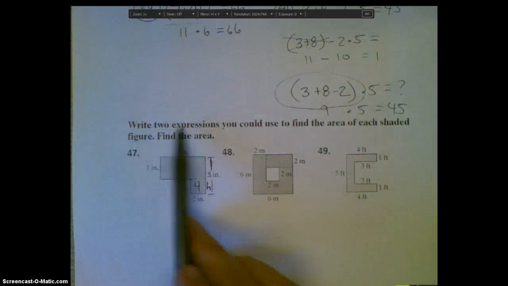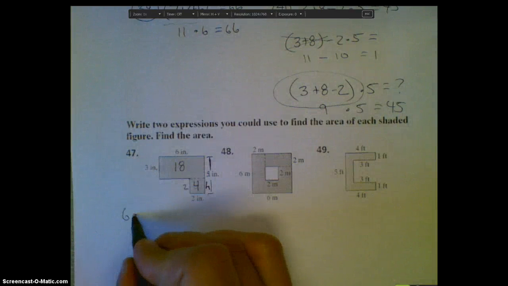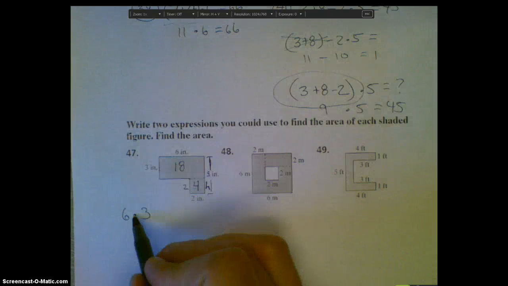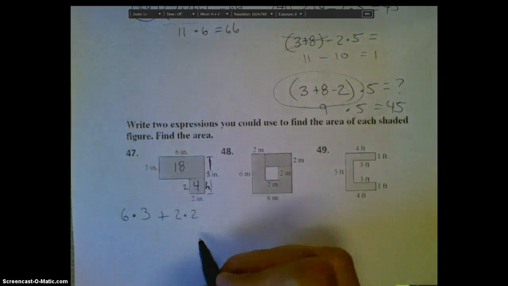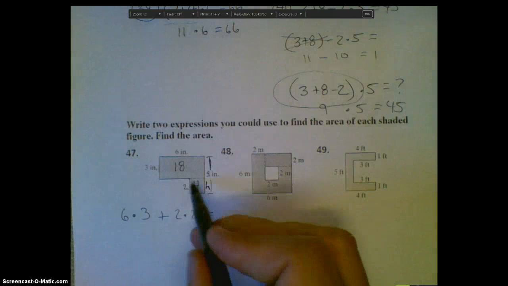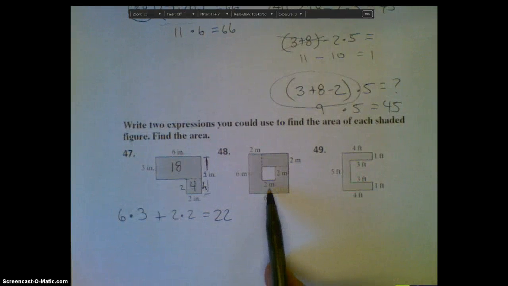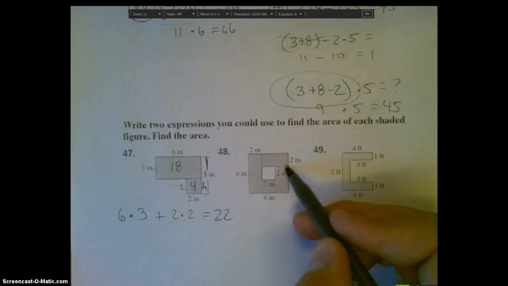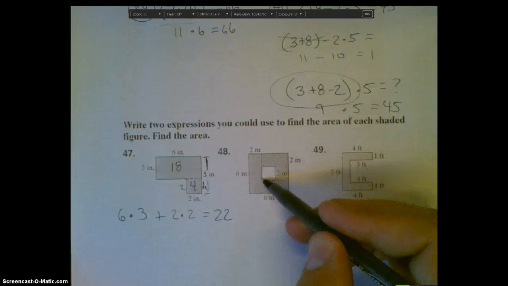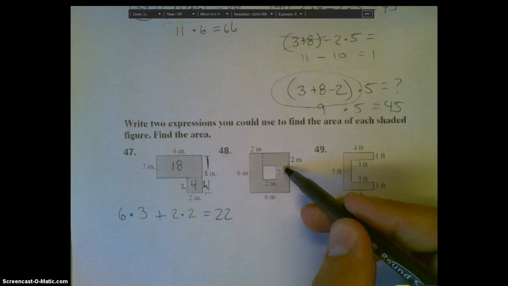I have to write two expressions, so what I can say is 6 times 3 for my first rectangle plus 2 times 2 for my second rectangle. And as I already added those up, that gives me 22. So I'd do the same thing on these ones. It looks like they give you a little hint, I'd probably put one right here, and then maybe another one, and another one, and another one. But it's up to you, because we're trying to solve problems. Whatever strategy you use works.